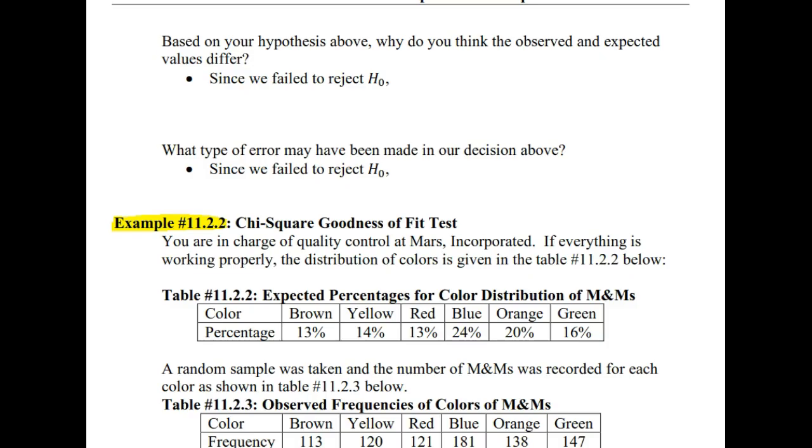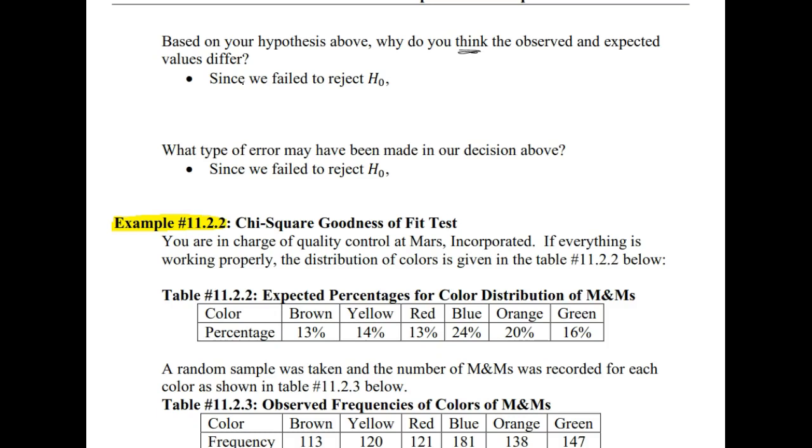All right, so a couple of follow-up questions for concept pieces here. So based on your hypothesis above, why do we think the observed and expected values differ? So remember, every time we take sample data, it almost always is different from what we think it's going to be under the claim in the null hypothesis. And those differences happen for one of two reasons. Either we just think they're random sample fluctuations, or we think the differences are evidence that H0 is in fact a lie, which is why then we reject it, and we conclude HA instead.